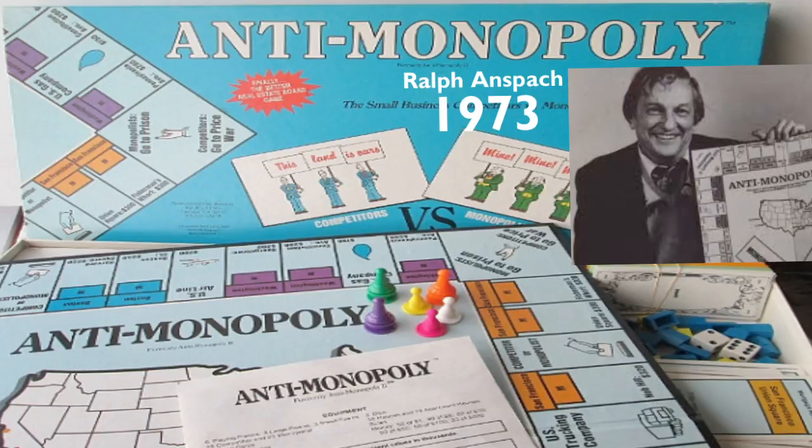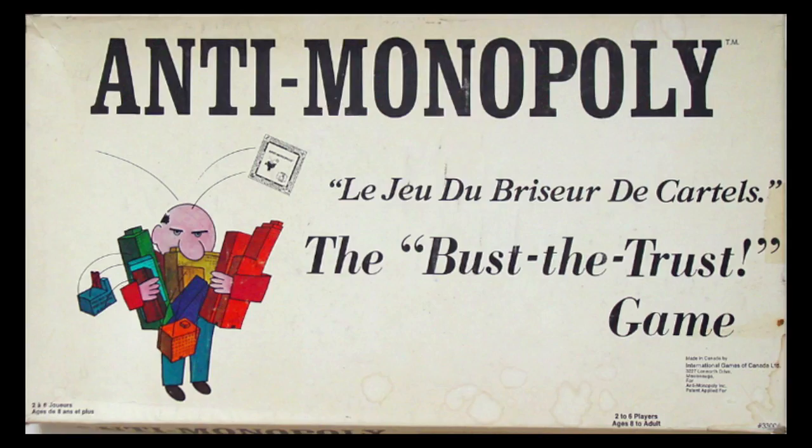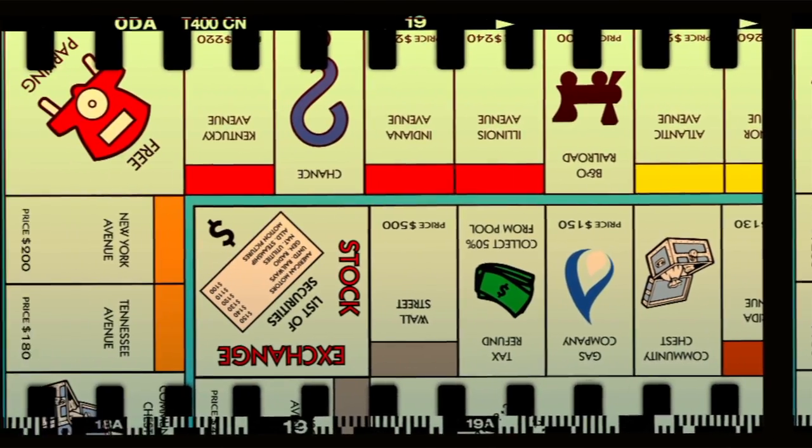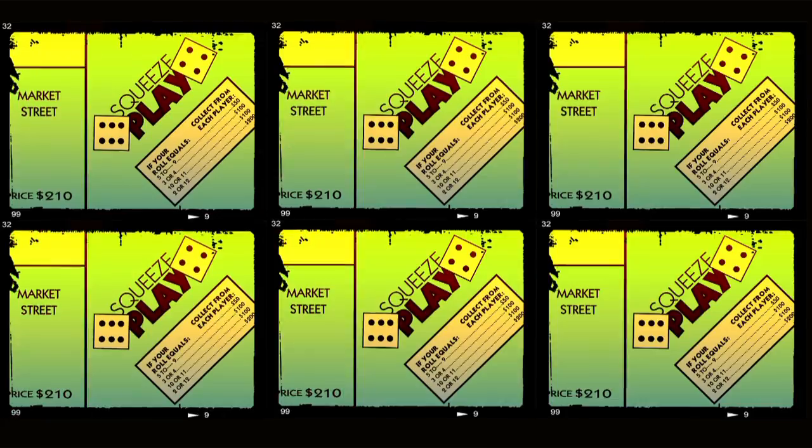His game spread as a teaching tool to other universities: Carnegie Mellon, Wharton School of Finance, the University of Chicago, and so on. Anspach sold 500,000 Anti-Monopoly games in Europe. This is the French version. He sold only 10% as many in the US, where Parker Brothers had a sort of monopoly. As Anti-Monopoly gained momentum and increased in sales, Parker Brothers took notice. They filed a lawsuit against Ralph Anspach and accused him of infringing on their monopoly of Monopoly.